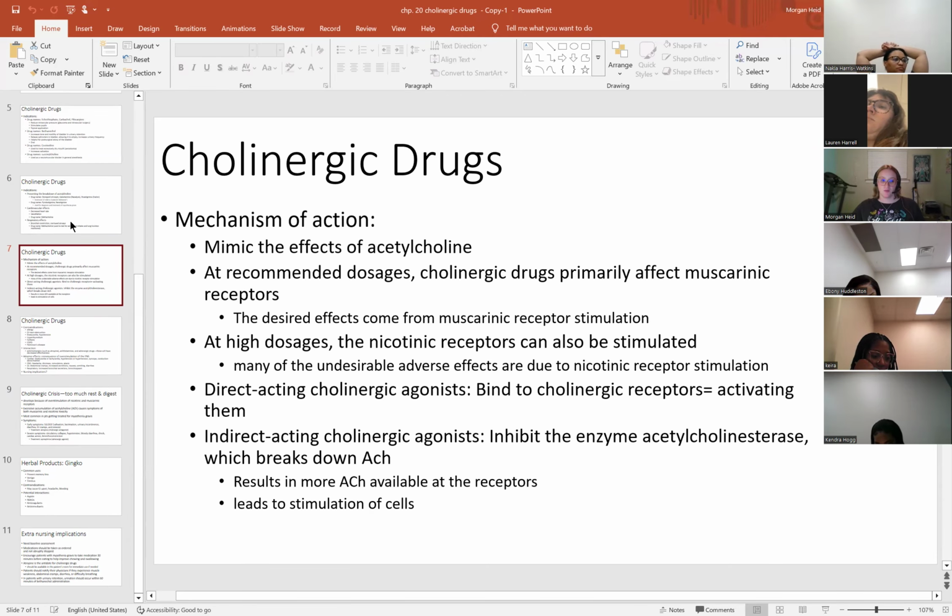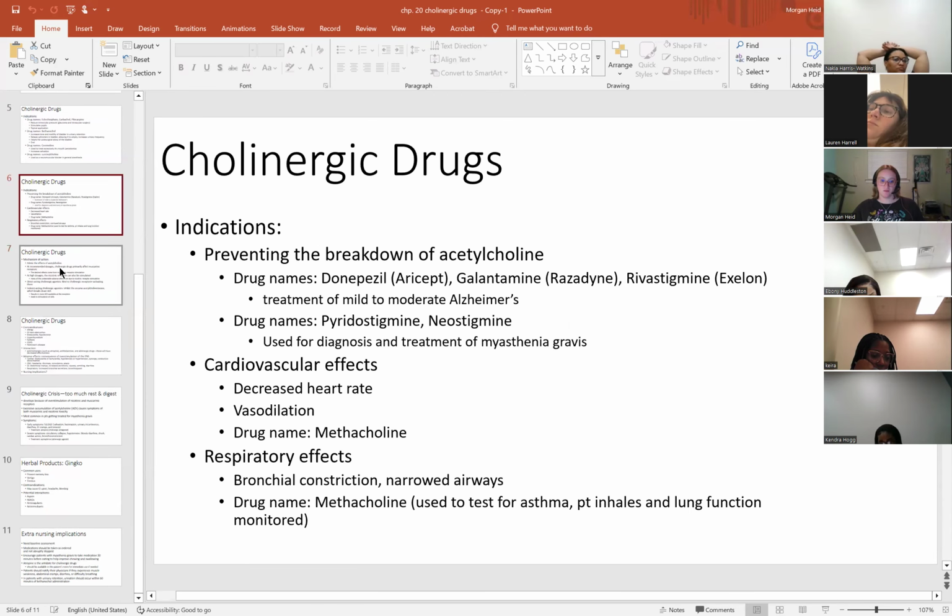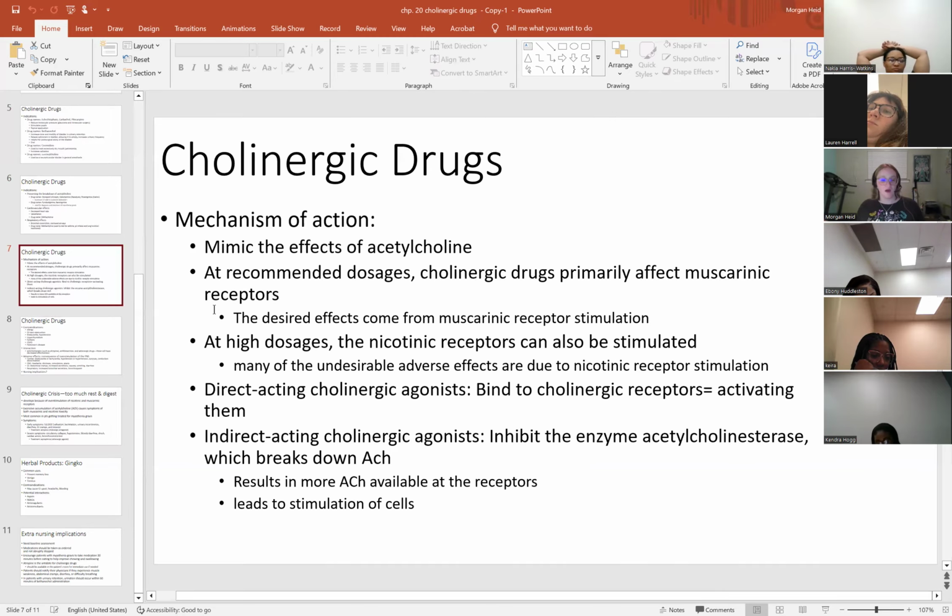All right. So we just ended with this one, the respiratory effect. So again, this one is kind of just a summary slide. We're mimicking acetylcholine here, right? Because we want to enhance the effects of the parasympathetic nervous system. It just depends on what they're taking that medication for and what organ or receptor they're trying to target to make a certain effect. Okay. Make sense?